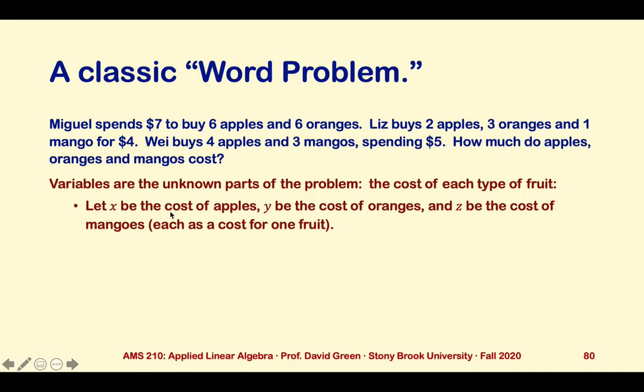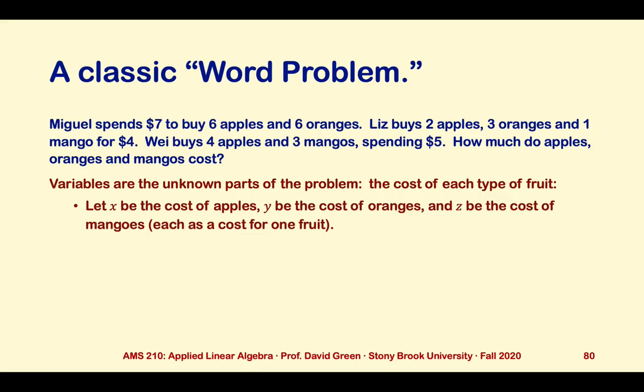Let X be the cost of apples, Y be the cost of oranges, Z be the cost of mangoes. By writing this down clearly, it avoids any confusion at the interpretation step. We know what all our variables mean. When we speak of cost here, we're going to represent each of these as a cost per fruit because of how the problem was presented. We were given numbers of purchased items, and so that's how we are going to phrase the problem.